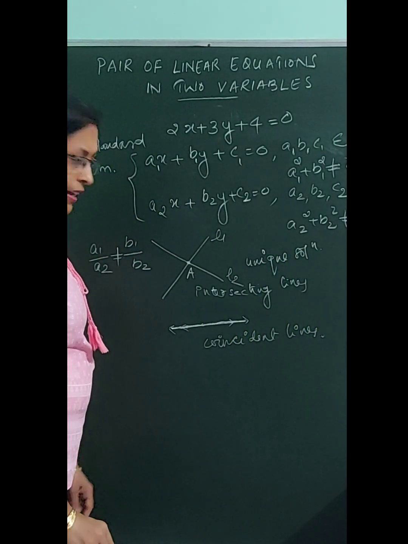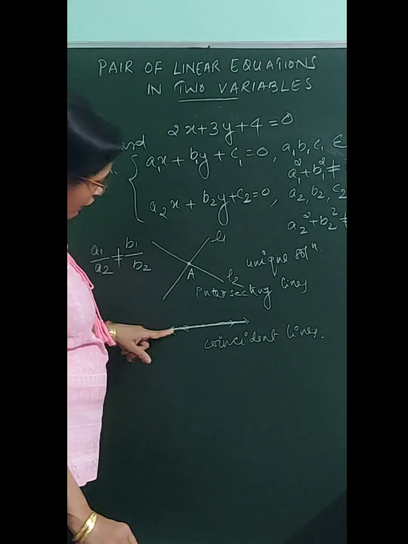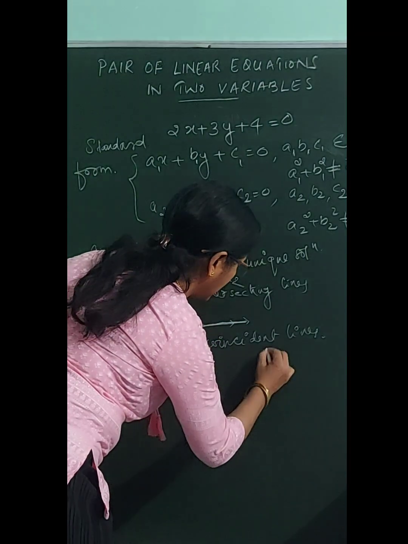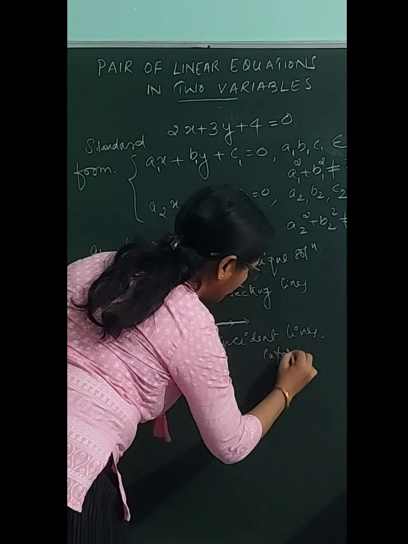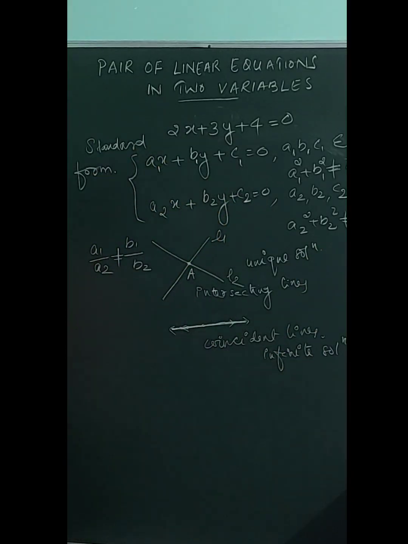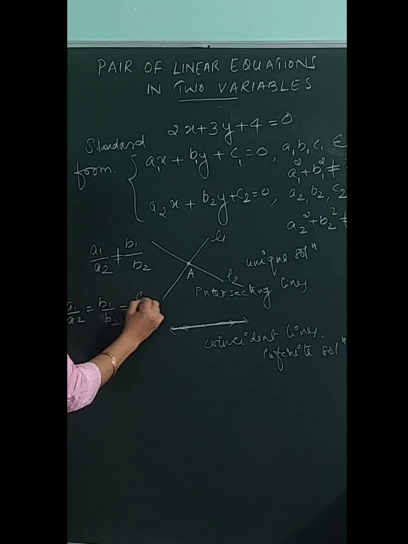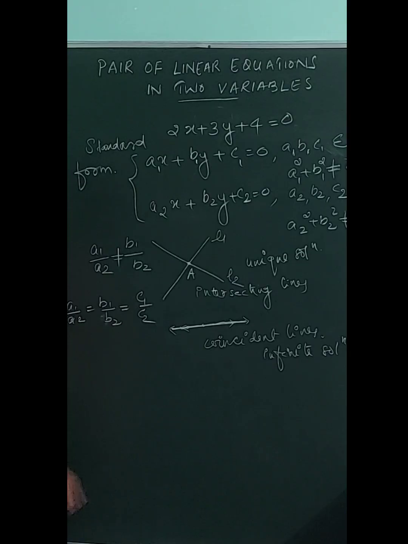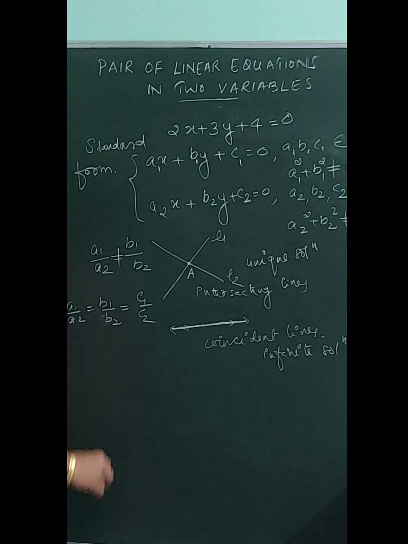How many solutions do the lines have? Infinite solutions. Every point on line 1 is lying on line 2 also. That is why we will say the equations have infinite solutions. The lines are coincident and the equations have infinite solutions. And when will this happen? If the ratios A1 by A2 and B1 by B2 are equal, then we will check the ratio C1 by C2 also. If that is also equal to the first two, in that case the lines are coincident and the equations have infinite solutions.